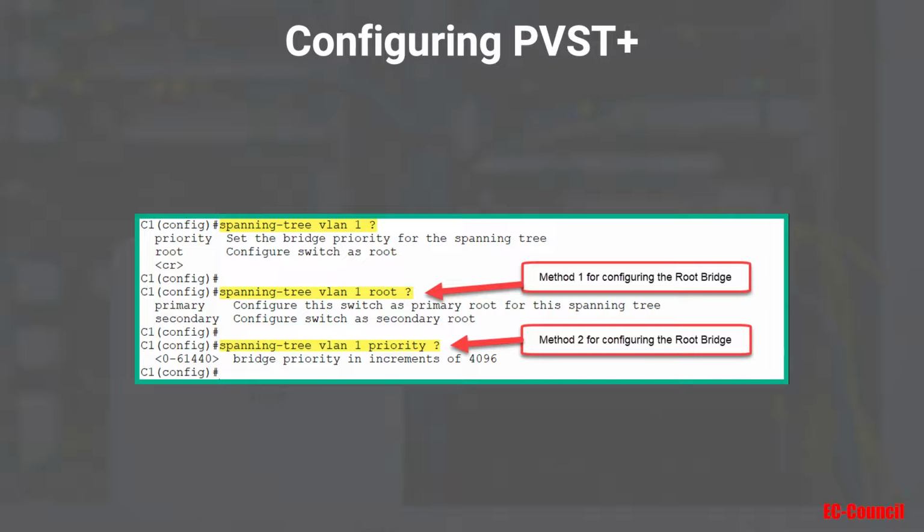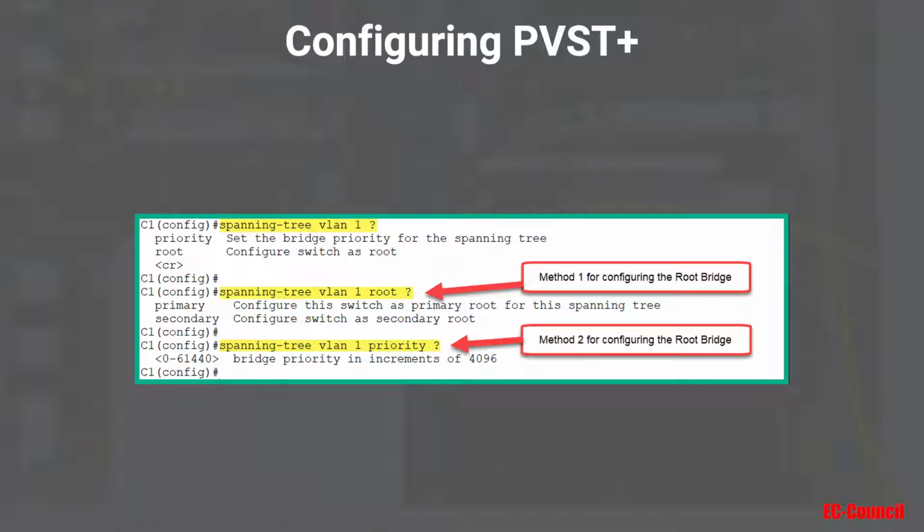To configure spanning tree, we need to be in global config, and we use the command spanning-tree vlan. We specify the VLAN ID, so let's say the VLAN ID is 1. We can say root, and we can say root primary to make this switch the primary root bridge for VLAN 1. If we want to configure a secondary root bridge to be the backup, we can use the command spanning-tree vlan 1 root secondary.